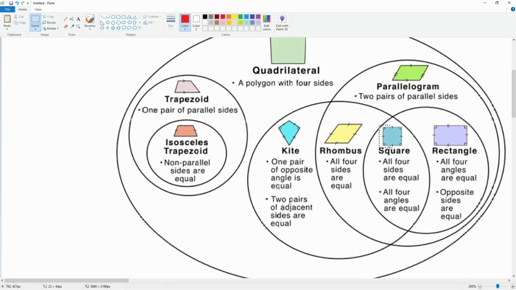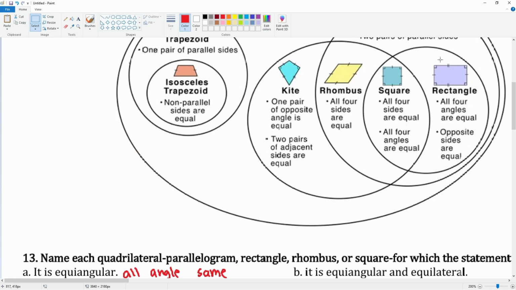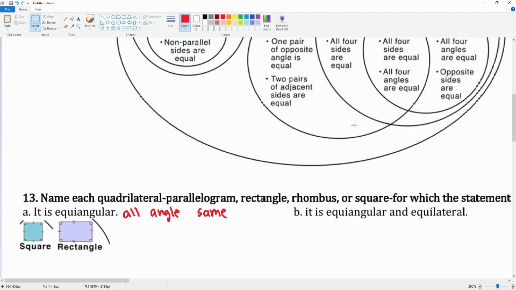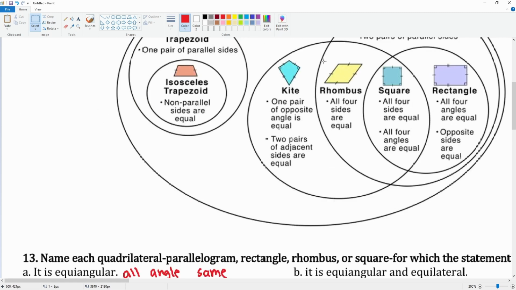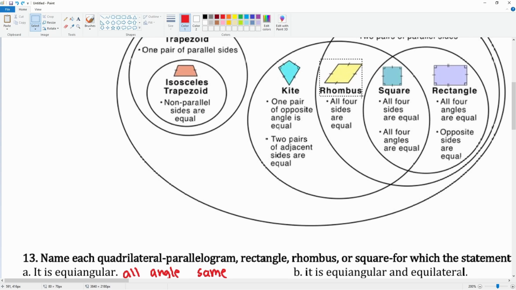oh, you know what? Let me grab the whole thing. We know it's a square, so the square works. And the rectangle is also, that works. And then, does a rhombus work? Yeah, because all the angles here have to be congruent. They're not 90, but they're all congruent. Right? So let me grab the rhombus.